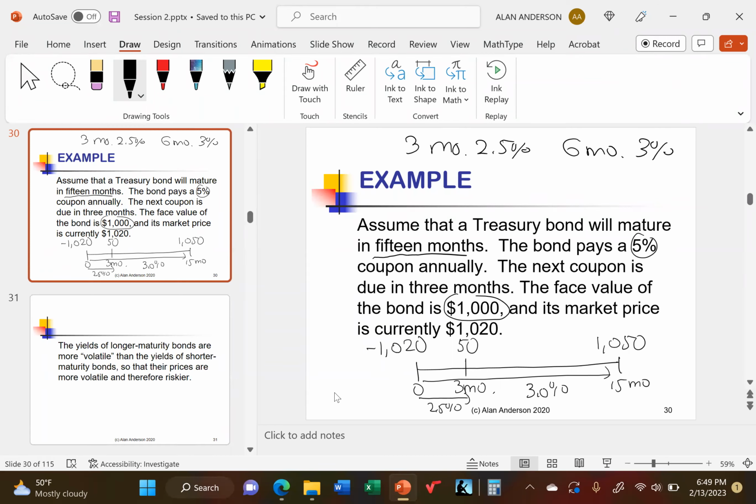So the coupon was locked in when the bond was first issued, and that could have been at any time in the last 30 years. So that's why the coupon rate can be very different from the current market rates of interest.